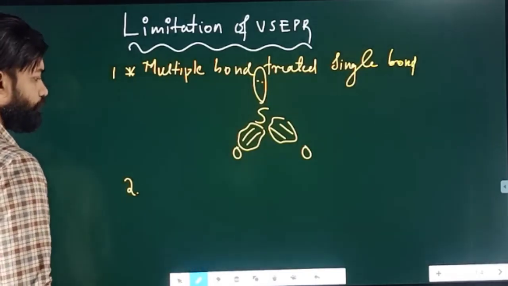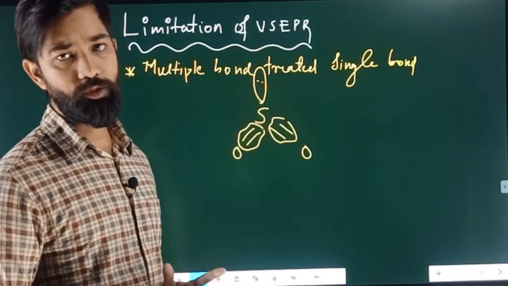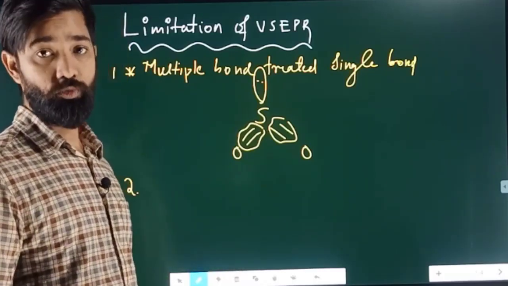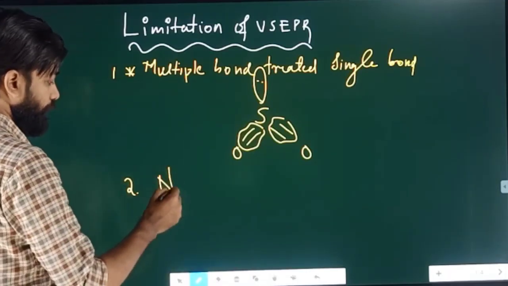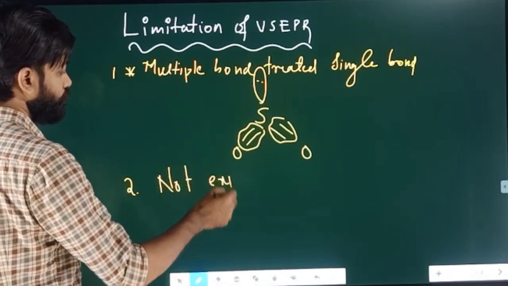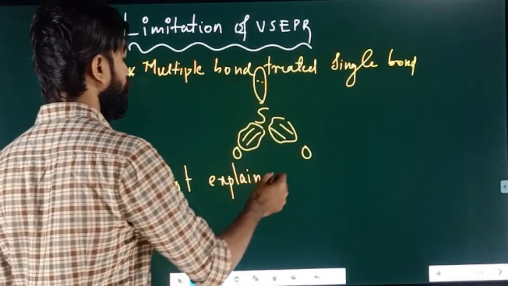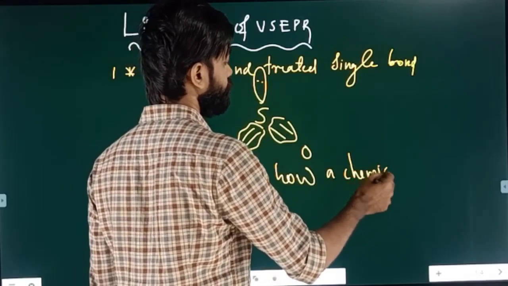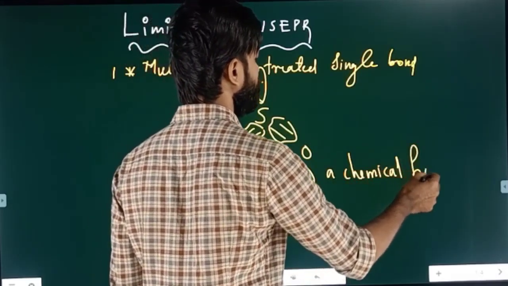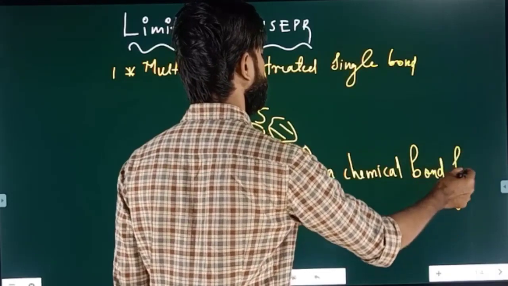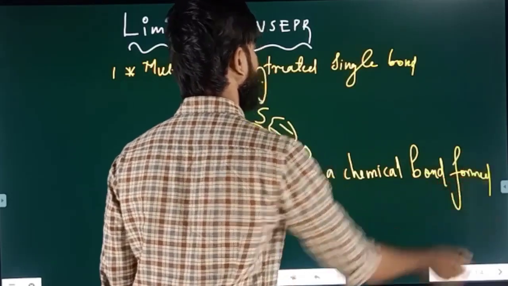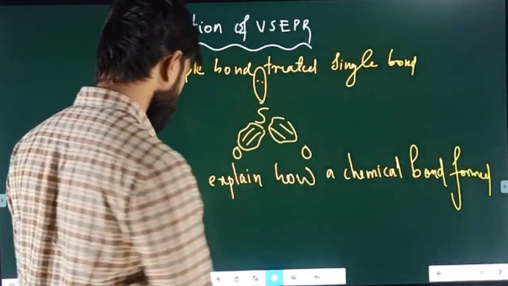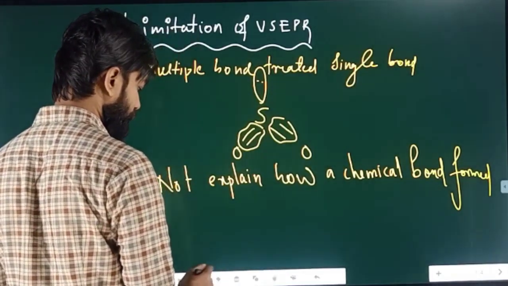The second limitation. There are only a few limitations. VSEPR theory is able to explain the geometry, but it is not able to explain how a chemical bond is formed. How a chemical bond is formed. So these are the main limitations of valence shell electron pair repulsion theory.